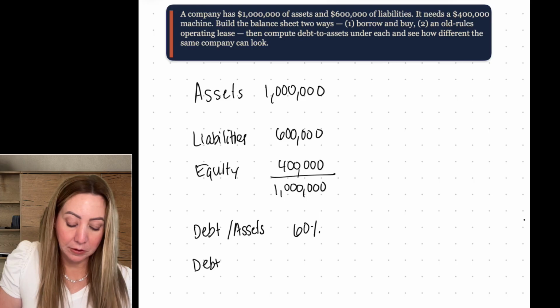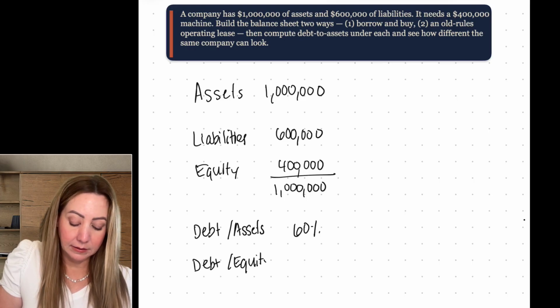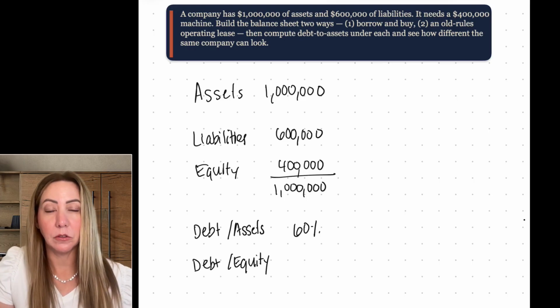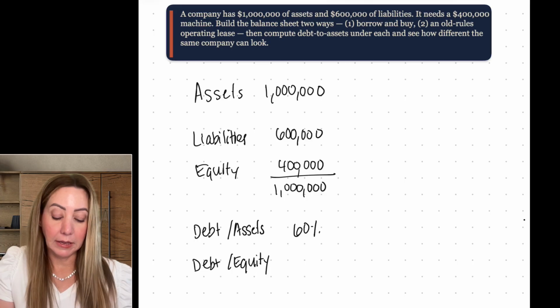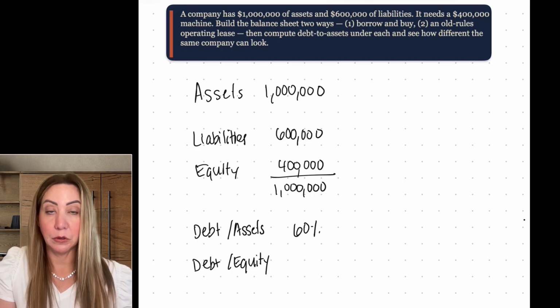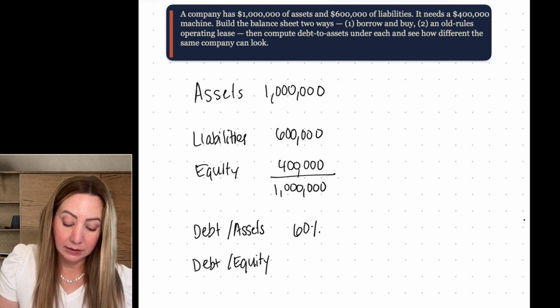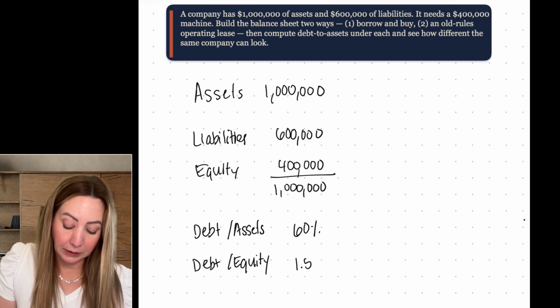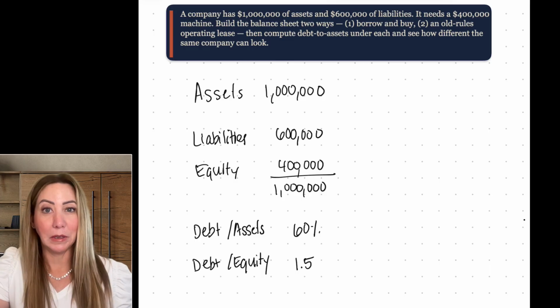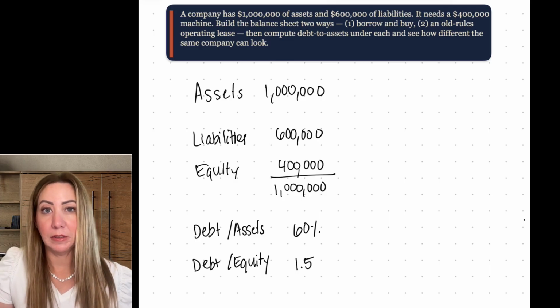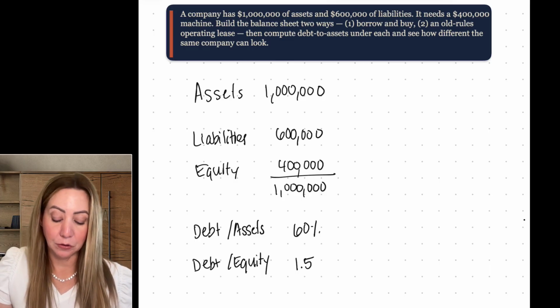Another useful metric is debt to equity. And this is a useful metric of risk because it shows us the relative claim to resources that belong to creditors versus the owners of the company. So for every dollar of ownership, how much is owed to others? And if we take 600 divided by 400, we get 1.5. You usually want to see that number be lower than 1, right? Because you want your liabilities to be lower than the ownership interests in the company.